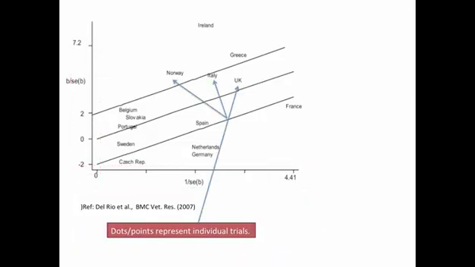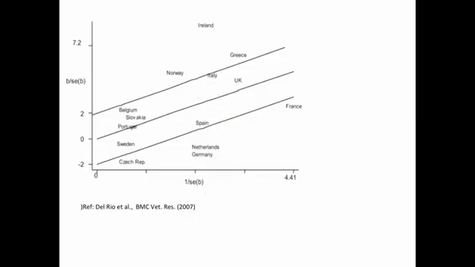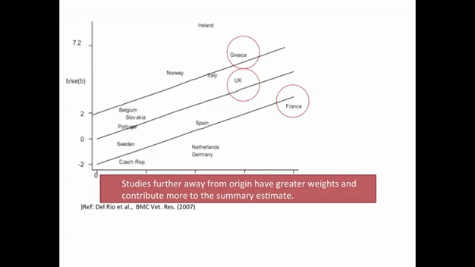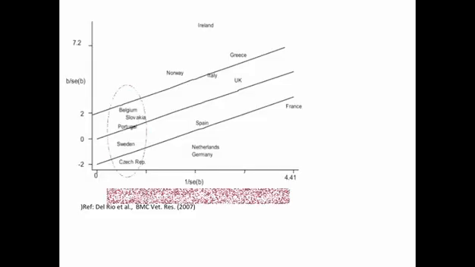Dots or points represent individual trials. In this particular example, there are no dots, but the names of the trials, the names of the countries from which the trials originated, have been indicated. Studies further away from the origin have greater weights and contribute more to the summary estimate. Imprecise estimates of effect lie near the origin.